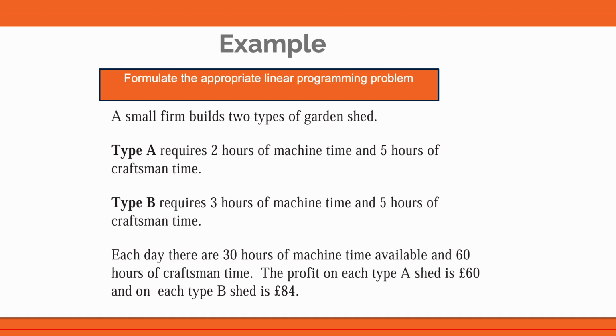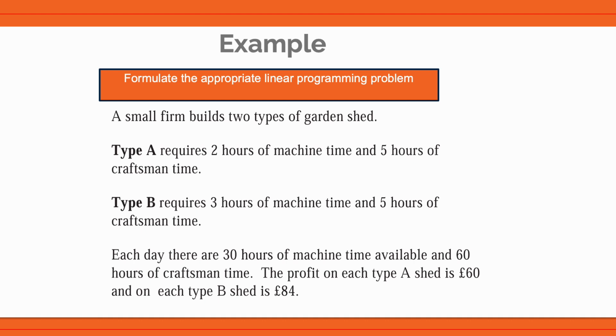Let's do a recap of how linear programming systems come about. Linear programming problems are usually real-life problems. Managers in businesses and engineering firms try to optimize manufacturing products. They try to maximize profits or minimize cost in the line of manufacturing. In this example, a small firm builds two types of garden shed.